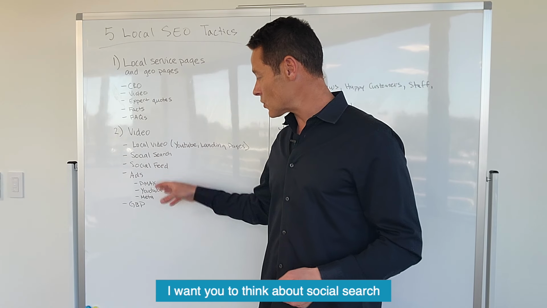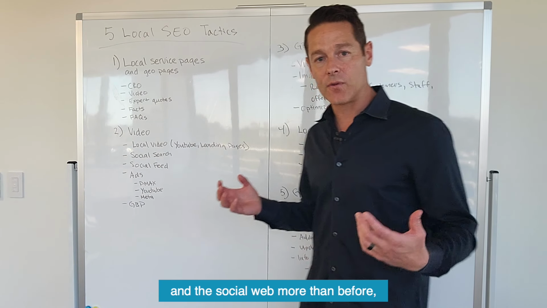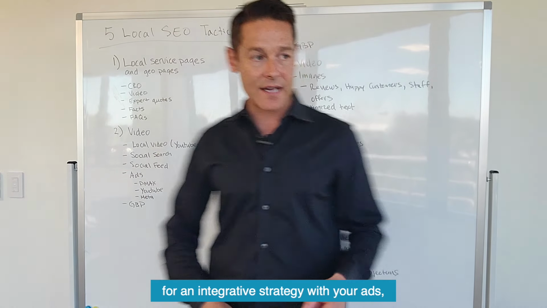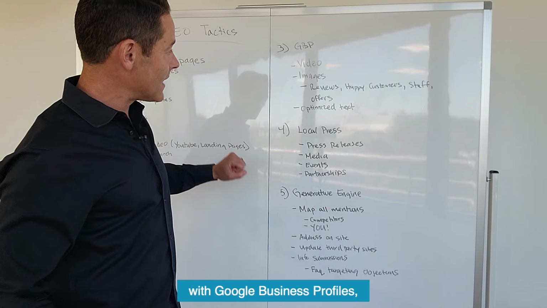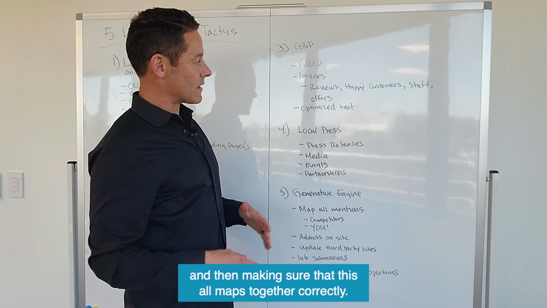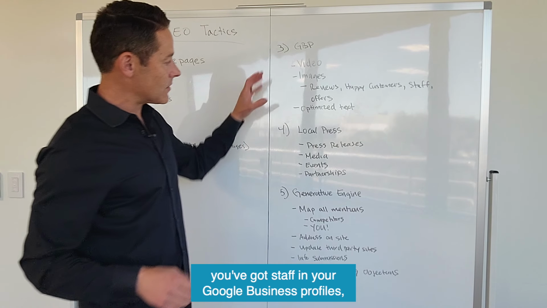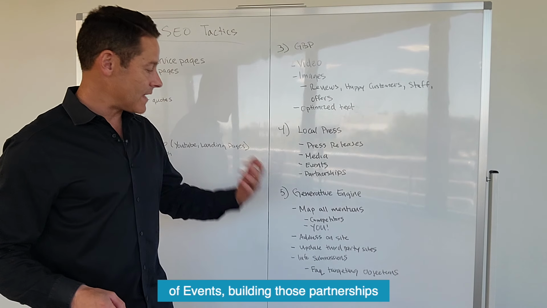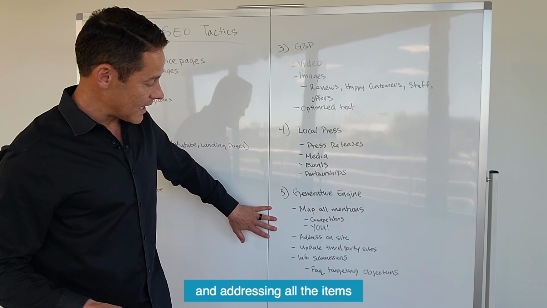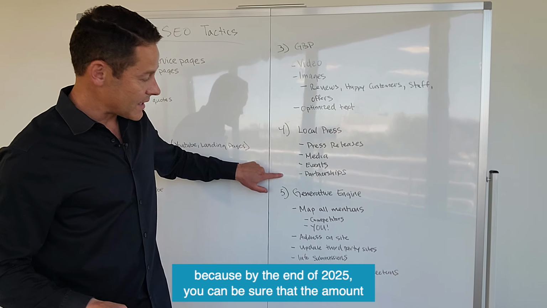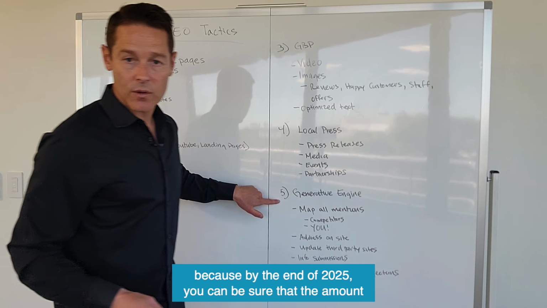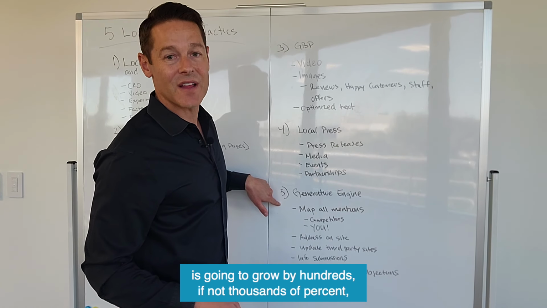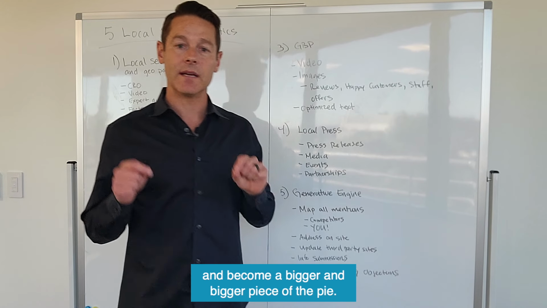I want you to think about social search in the social web more than before, and then taking all these creative, all this video, everything you've made, and using that for an integrative strategy with your ads, with Google business profiles, and then making sure that this all maps together correctly. You've got reviews, you've got happy customers, you've got staff in your Google business profiles, and then always having a great content calendar of press, of events, building those partnerships, and addressing all the items that I talked about on the generative engine side, because by the end of 2025, you can be sure that the amount of traffic coming from these generative engines is going to grow by hundreds, if not thousands of percent, and become a bigger and bigger piece of the pie.